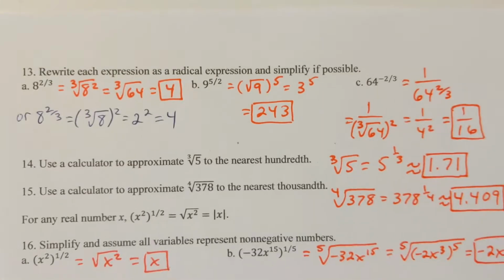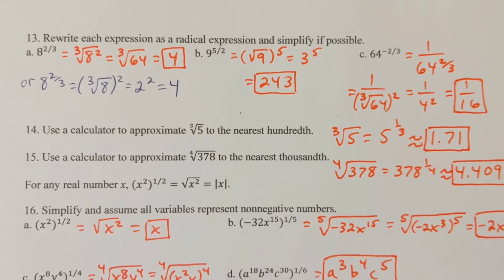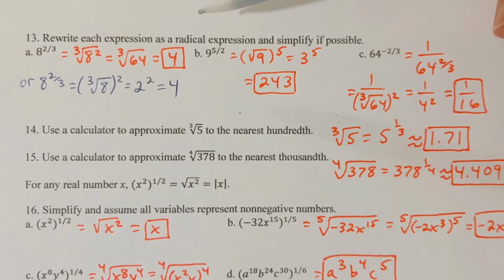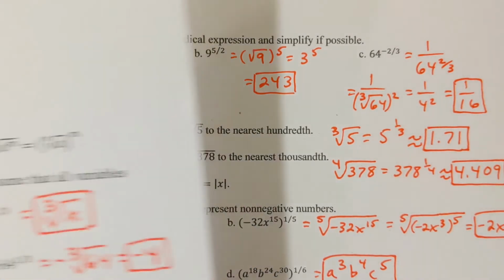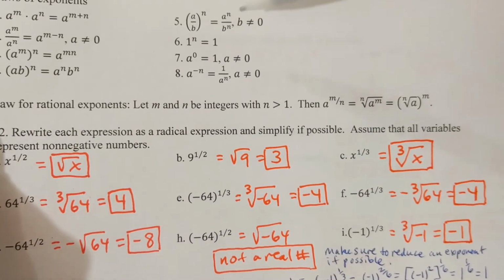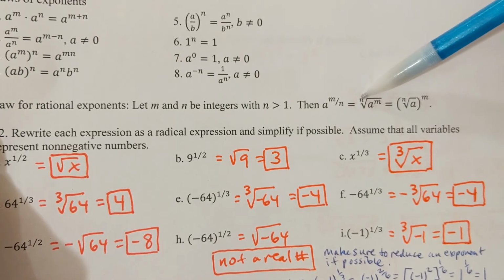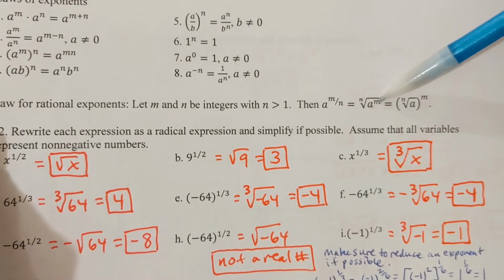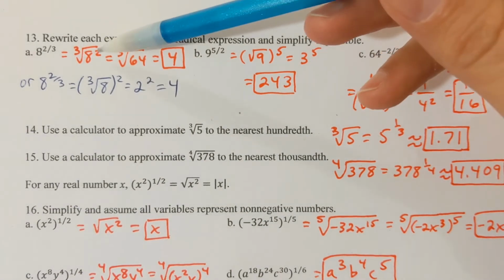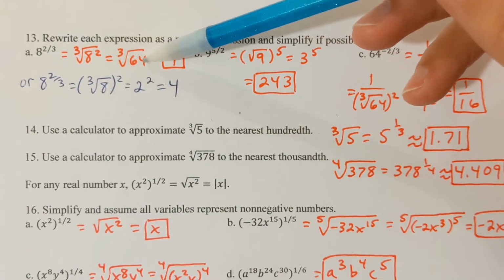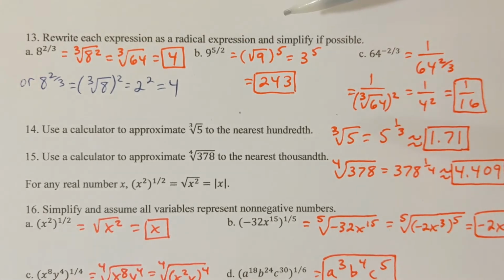Let's take a look at problem 13. We want to rewrite each expression as a radical expression and then simplify if possible. So part A, 8 to the 2/3. I'm going to be using this law for rational exponents. M is 2, N is 3. So I'd have the cube root of 8 squared, and that's what I've got written here. 8 squared is 64, and the cube root of 64 is 4. So 8 to the 2/3 would be 4.